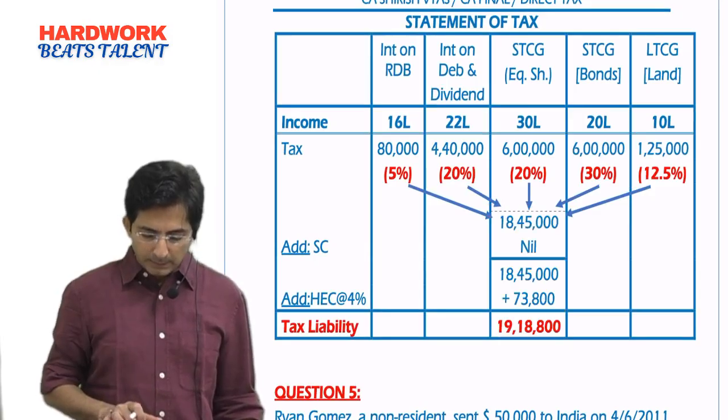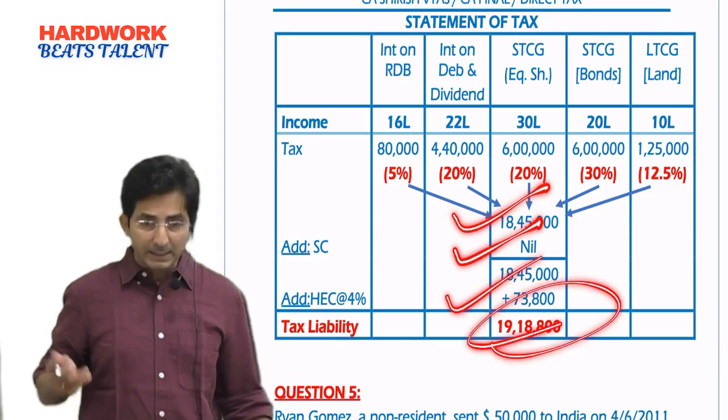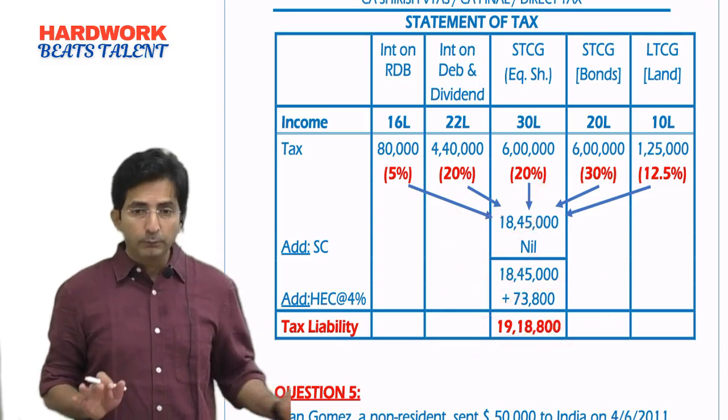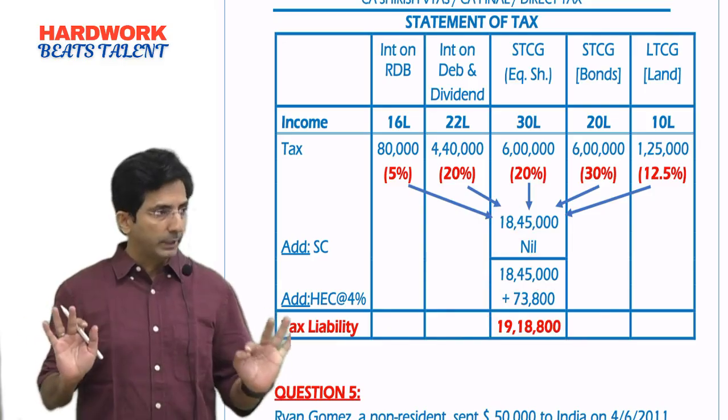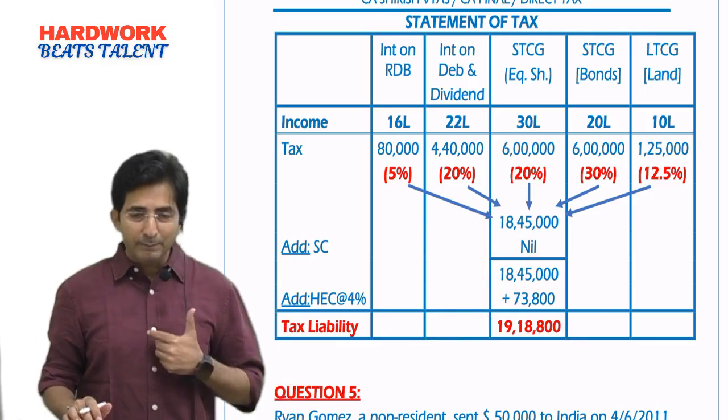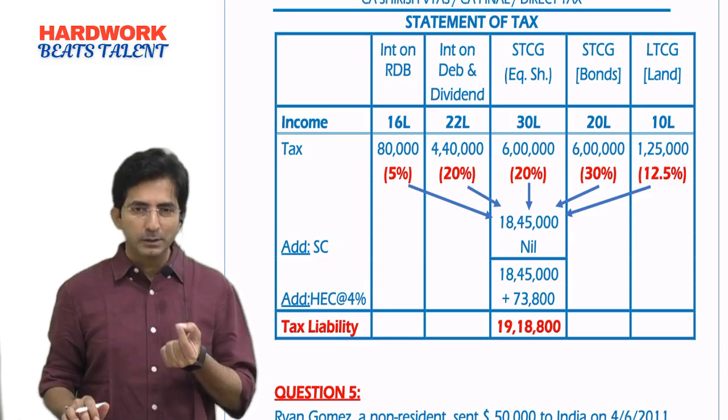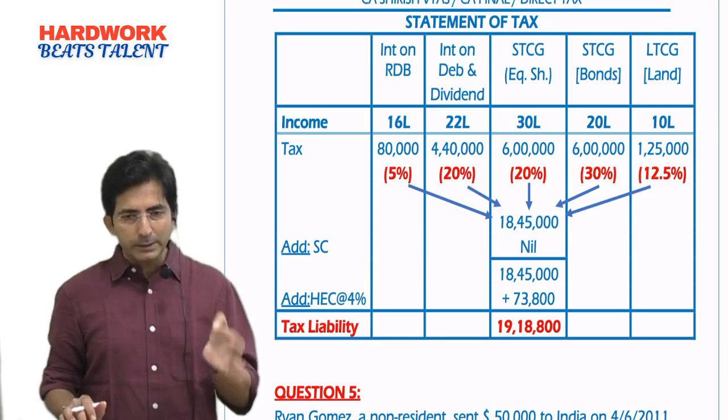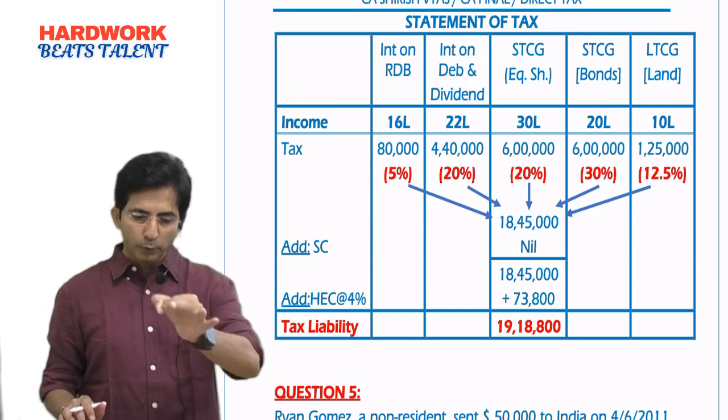So all taxes I will add together. There is no surcharge, only health and education cess, and so on. This is the answer. So these were the 4 homework questions which I discussed. Okay. See, since I am genuinely discussing each homework question, feel your duty to honestly do all the homework questions before you start a new video.